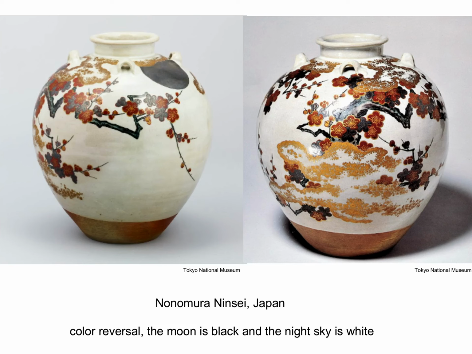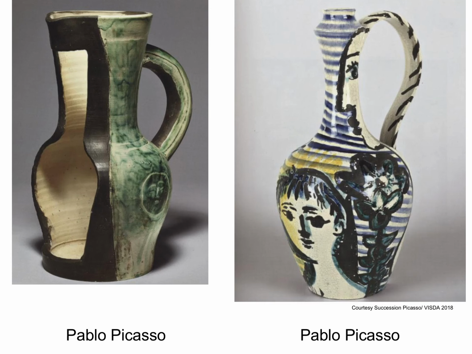You have that kind of approach, as I've shown before, in the work of Bernard Palissy with reversal of color, an example you may remember from a previous presentation, and also color reversal in the work of Nonomura Ninsei, the teacher of Ogata Kenzan, the great decorator. And here you have color reversal where the moon is black and the night sky is white. And those kinds of reversal are characteristic of ceramic aesthetics of all kinds, and I bring and analyze this issue in many of the readings I've assigned for this class.